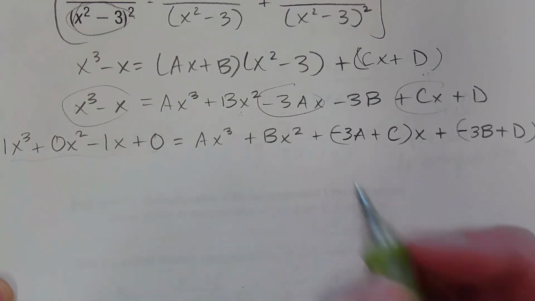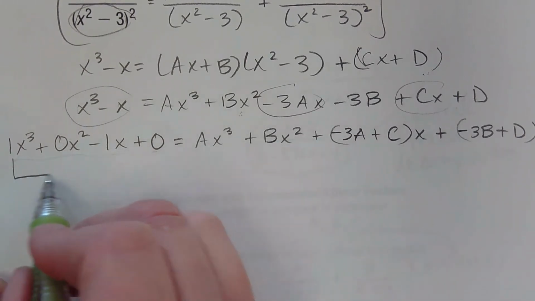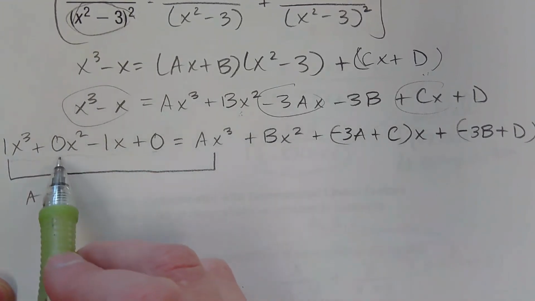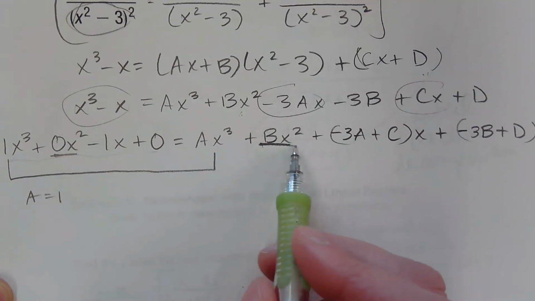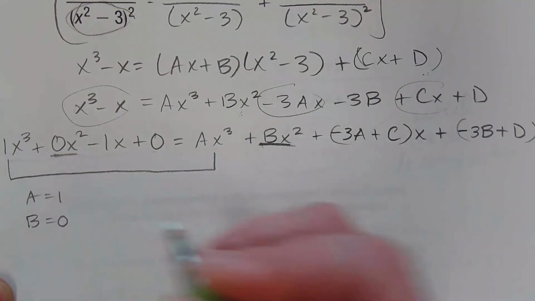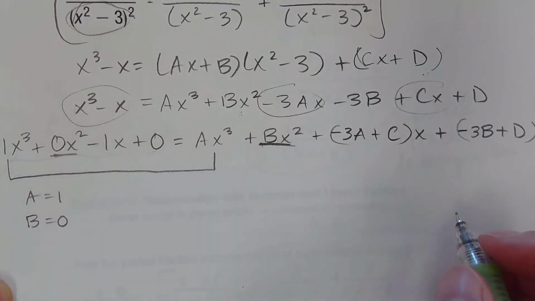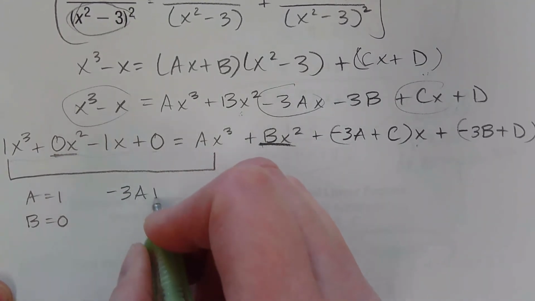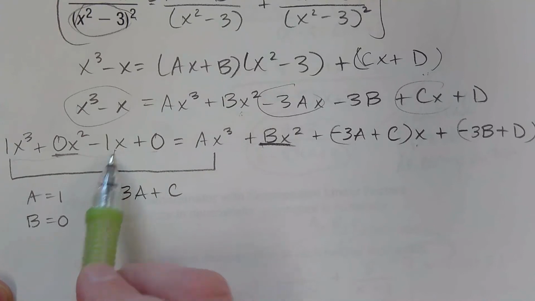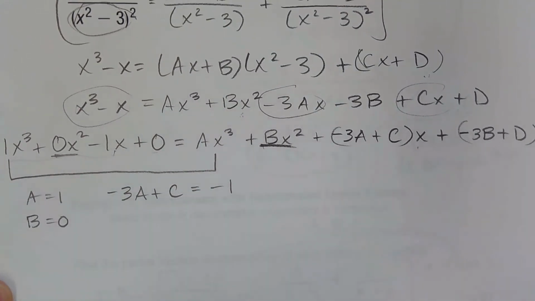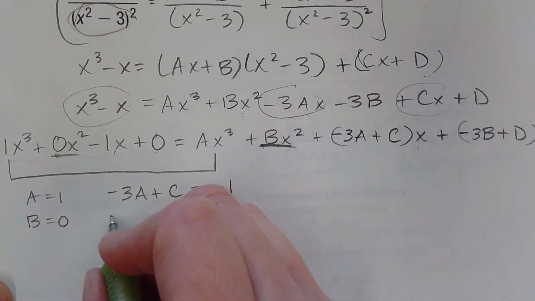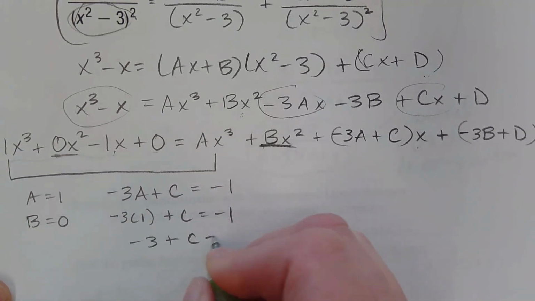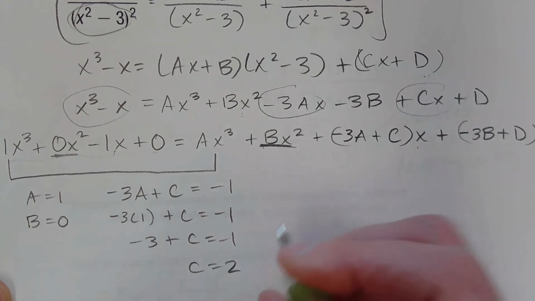So when I go left to right, I see that I have a 1x cubed and an ax cubed. So a equals 1. I have a 0x squared and a bx squared, so b equals 0. So now I'm going to look through at my x term. So x has negative 3a plus c. And my x term over here is a negative 1, so equals negative 1. And I already know that a is 1, so negative 3 times 1. So let's see, c equals 2.